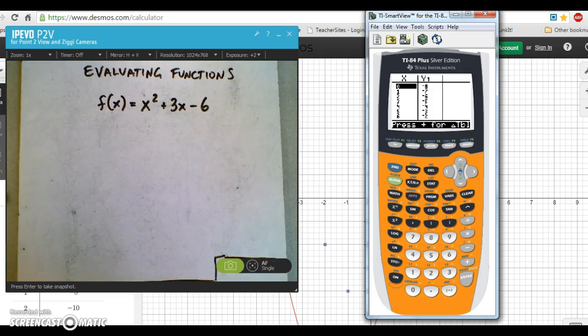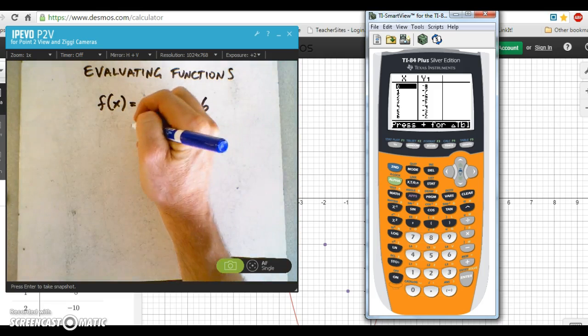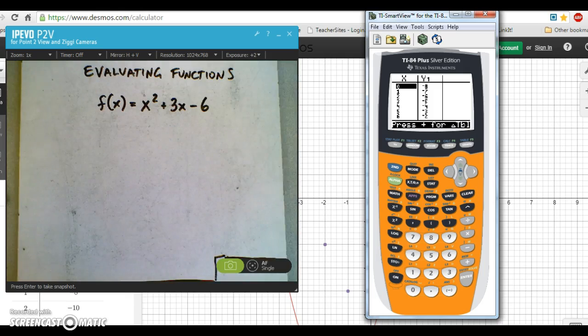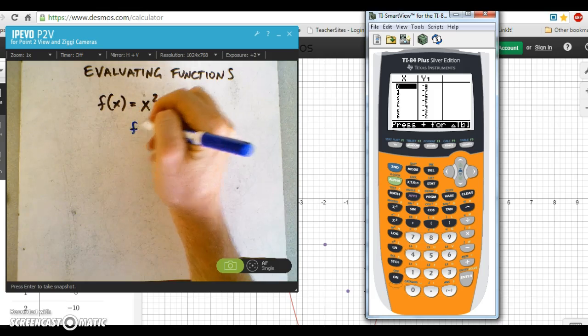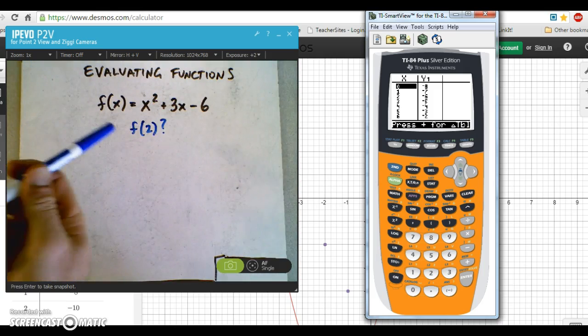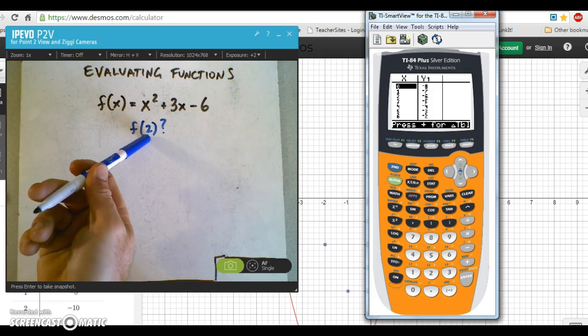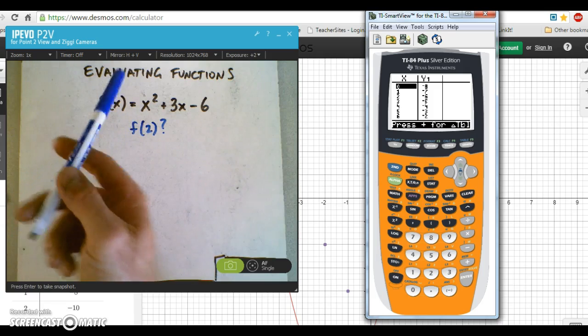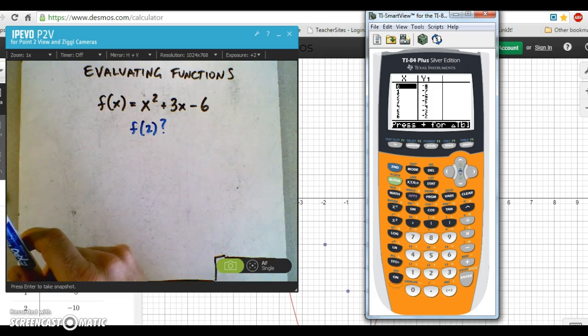So take, for example, this one right here. Say, for example, my function is f of x equals x squared plus 3x minus 6. And the question is, what is the value of f of 2? Whatever goes inside these parentheses means put that everywhere where you see an x.